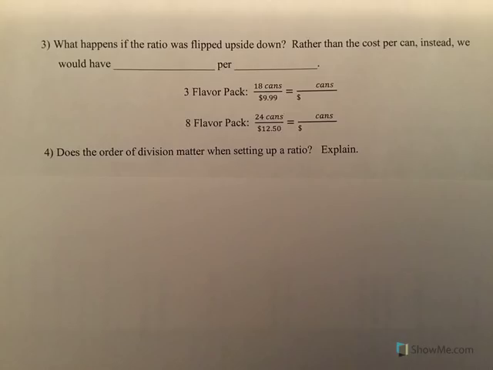All right, now what happens if the ratio is flipped? So instead of being the price per can, we're going to do the cans per dollar, right? So you see how the cans are now on top. Whatever goes on top is first. Per implies the fraction bar, as we can see there, and then we've got the price on the bottom.